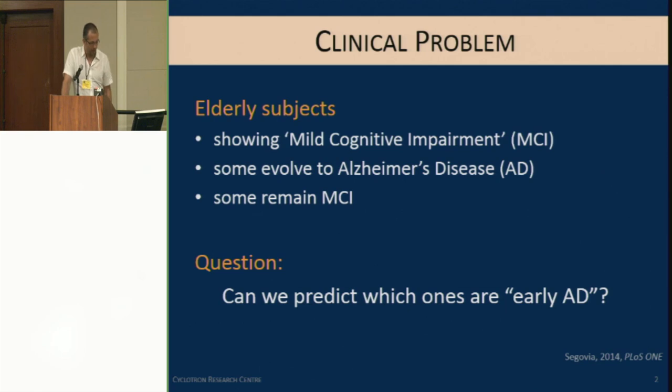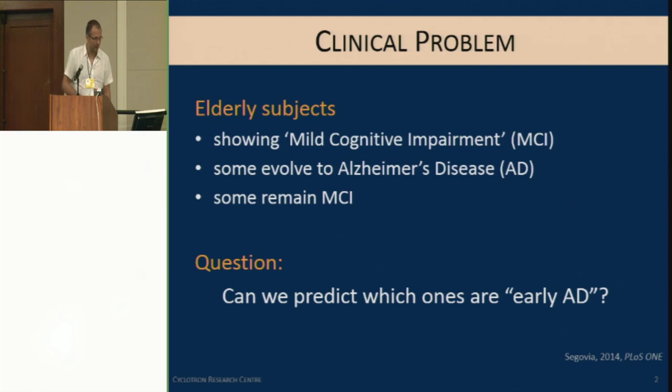We're working with neurologists who are seeing elderly subjects, and the subjects that were selected were showing mild cognitive impairments. They start losing their memory, and they worry about developing Alzheimer's disease. They were followed for a few years, and some of the subjects turned into and developed Alzheimer's disease, but other subjects just kept their mild cognitive impairment, and their ability didn't worsen over time.